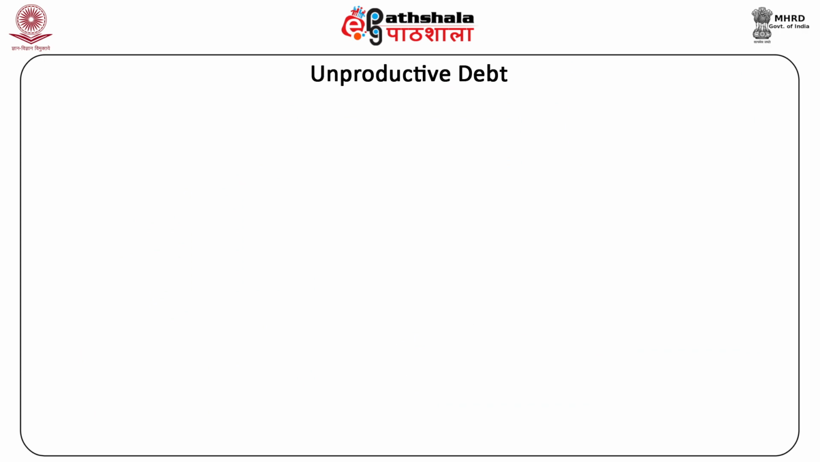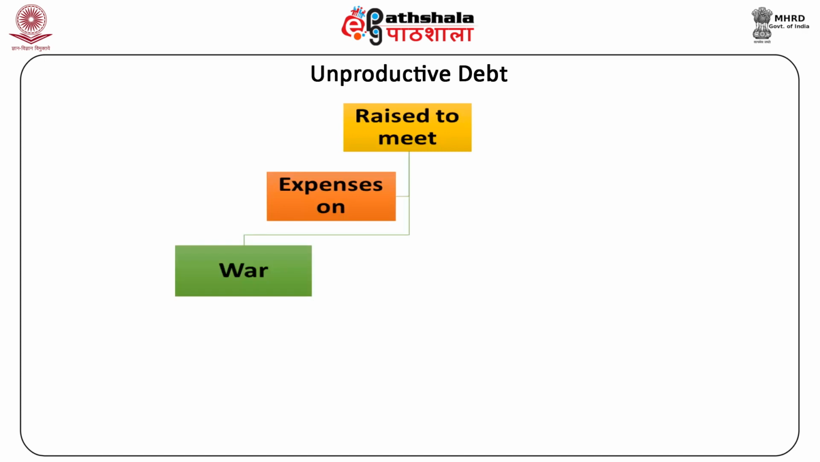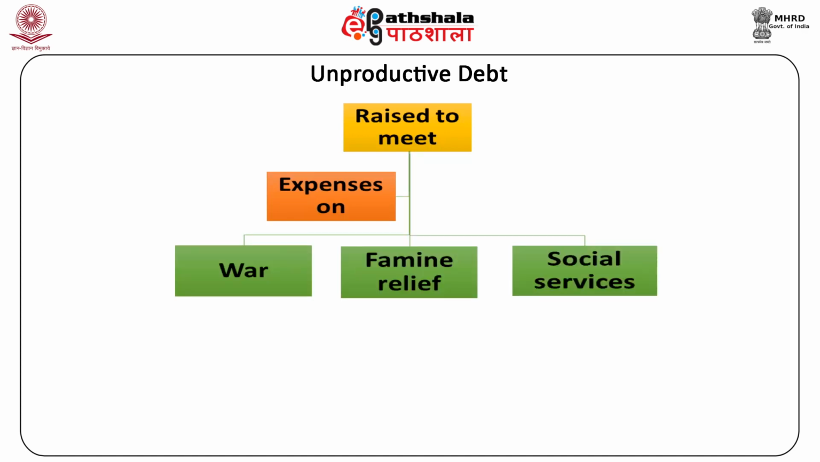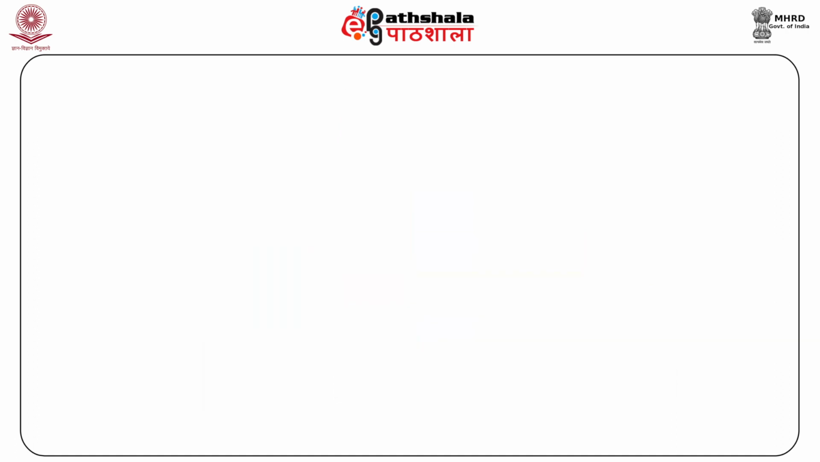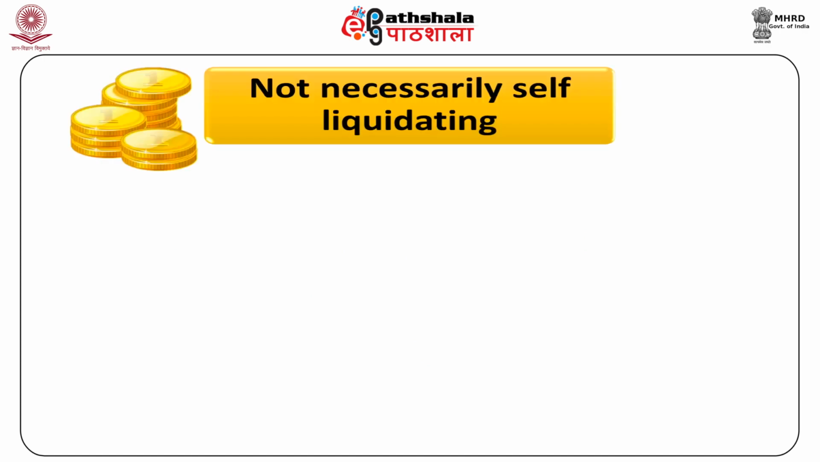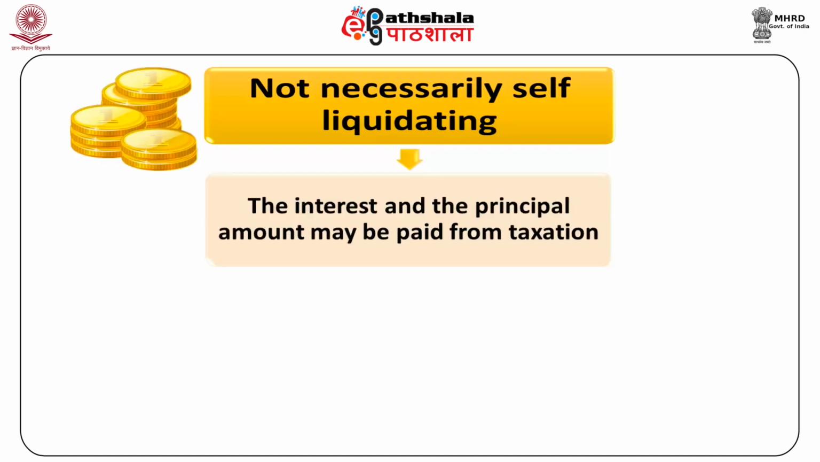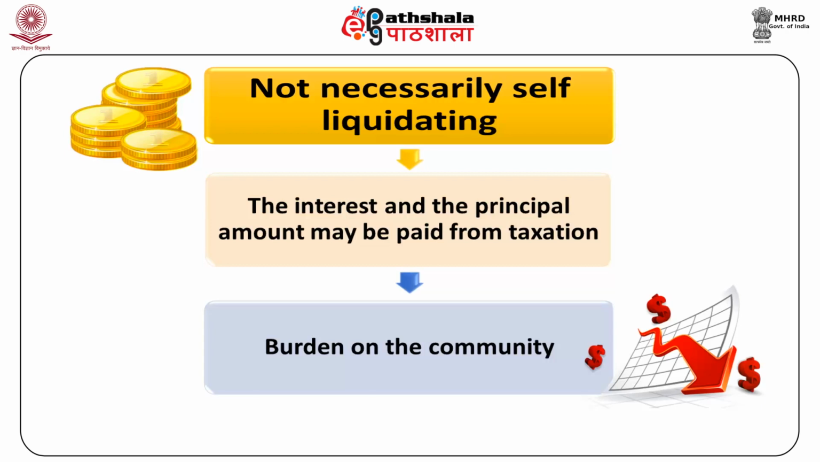Unproductive debt. Unproductive debts are those which are raised to meet expenses on war, famine relief, social services, and these do not add to the productive capacity of the economy. As unproductive debts are not necessarily self-liquidating, the interest and principal amount may have to be paid from other sources of revenue, generally from taxation, and so such debts are a burden on the community.